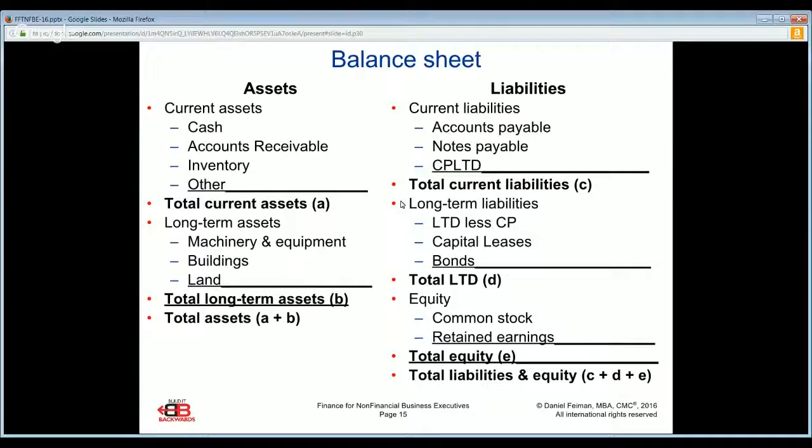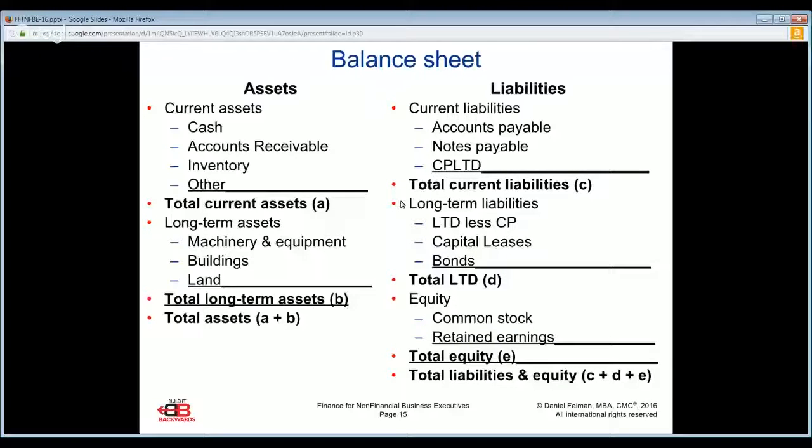Here's a typical example of a manufacturing firm's balance sheet. You'll notice assets on the left, liabilities and equity on the right. Very common presentation. You'll notice that under the asset column on the left, you've got current and you've got long-term. Current assets, in this particular example, are made up of cash, accounts receivable, inventory, and other.